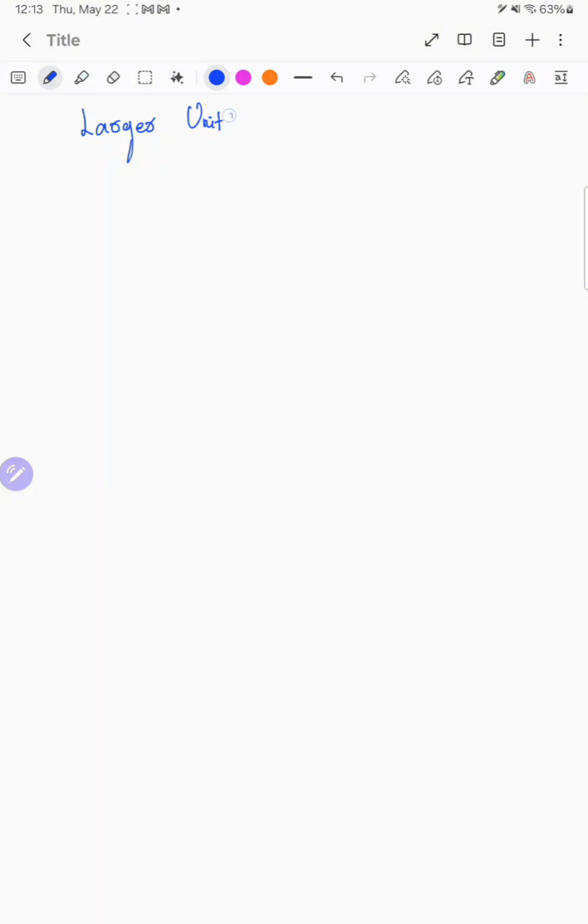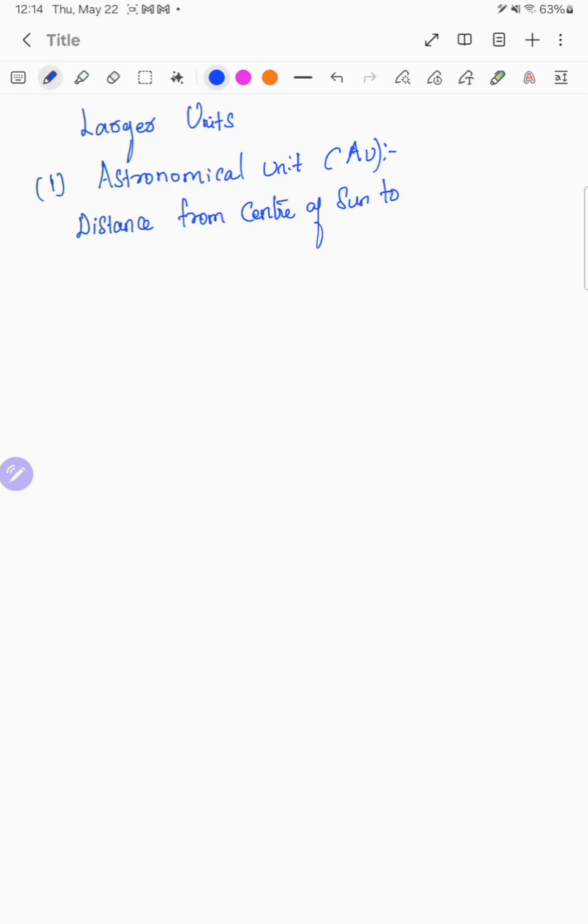What are the larger units we can see? If you know about the distance between the earth and the sun, how will we measure it? It is measured in an astronomical unit, indicated by AU. So it is the distance from the center of the sun to the center of the earth.